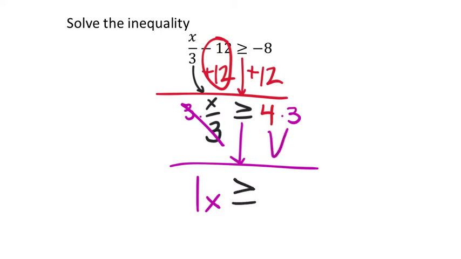And now I can do 4 times 3, which is 12. So I get x is greater than or equal to 12. And that's it.